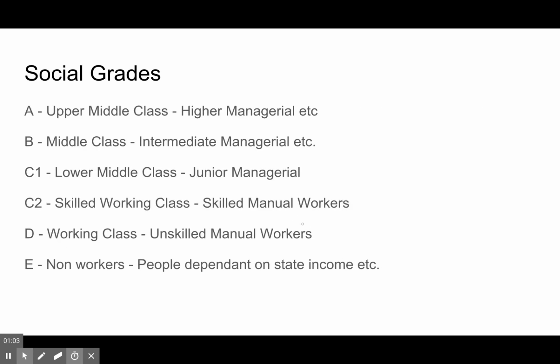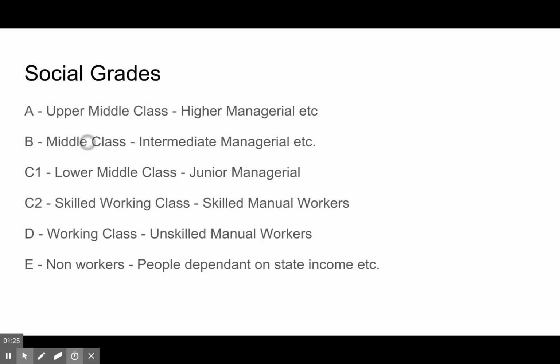So social grades are categorized according to letters. Very simply, you've got A, which is the wealthiest, or has the largest amount of income and therefore disposable income. A generally includes upper middle class individuals. So we're talking higher managerial, potentially doctors, that sort of thing. Generally the highest paid jobs out there.